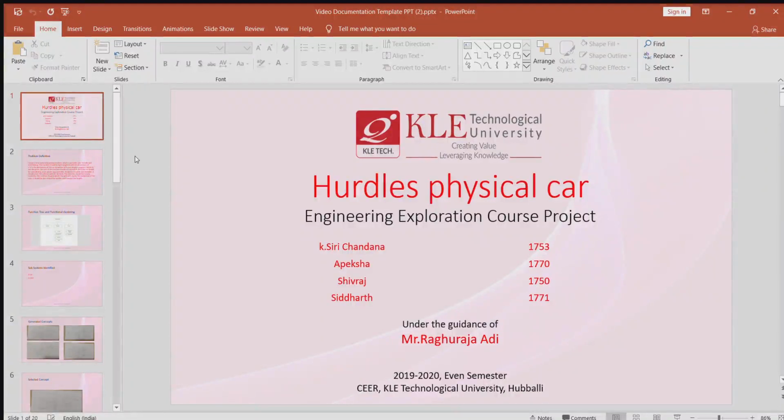This is the engineering exploration course which we were going through under the guidance of Sir Raghuraja Adi. We worked as a team of 4 members to complete the project of Hurdle's physical car. To understand the intellect on this, let's explore through the problem definition.